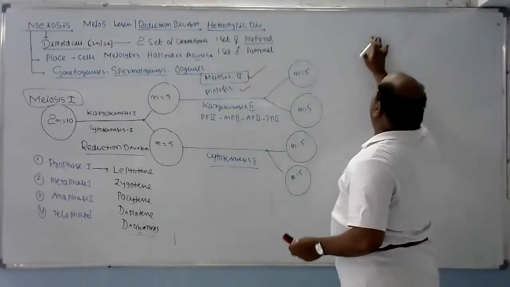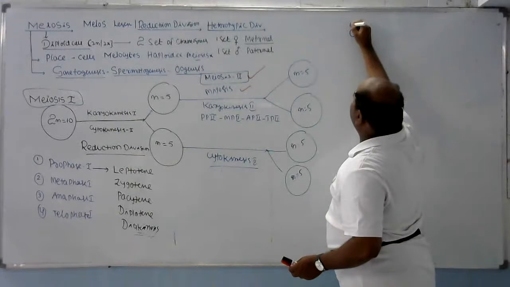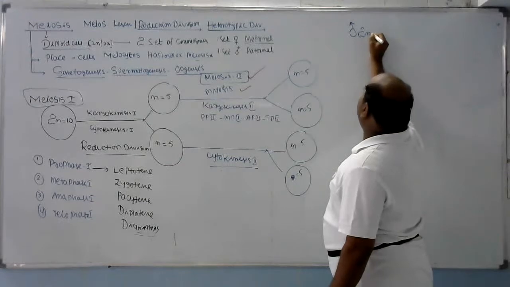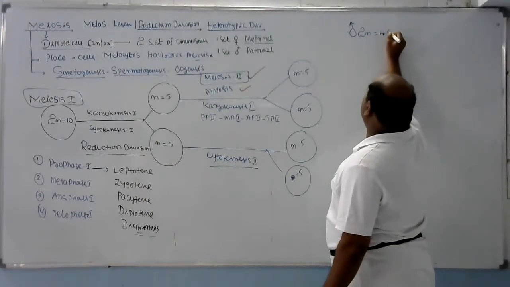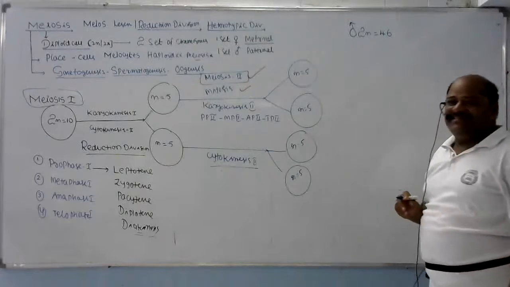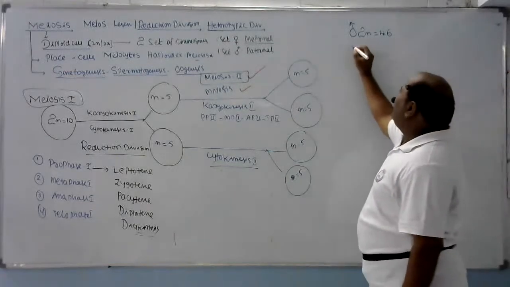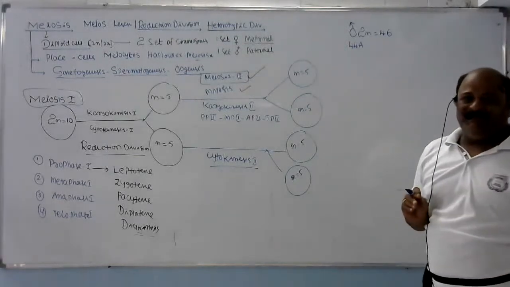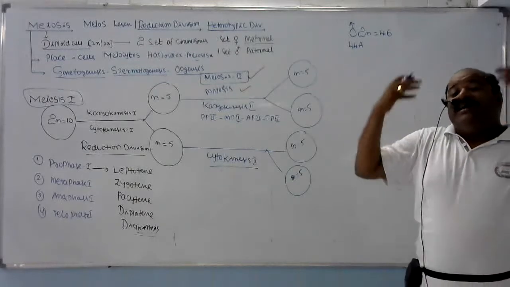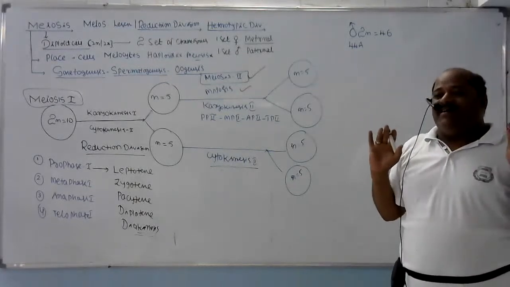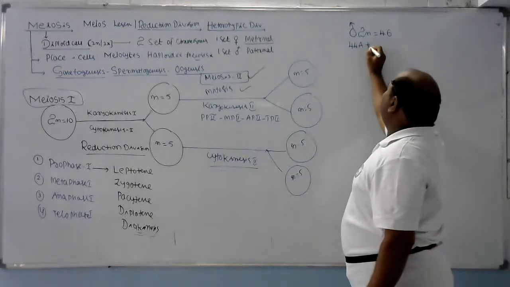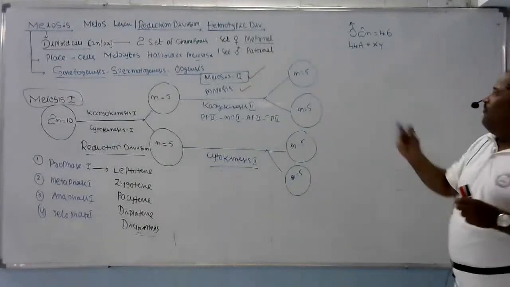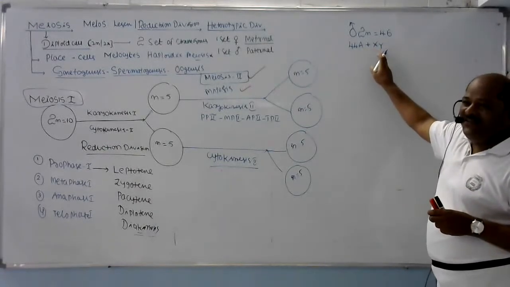Okay. Male person. In a male person, 2n equals how many chromosomes? 46. Out of 46, 44 are autosomes. What is the meaning of autosomes? They are responsible for the growth of the organs. The other 2 chromosomes are X and Y. 44, 45, 46.